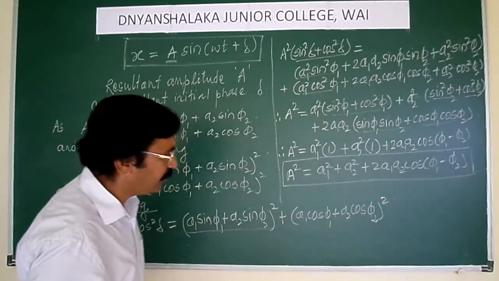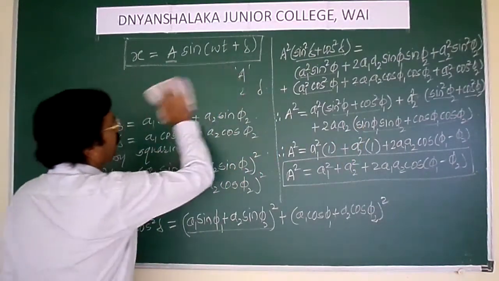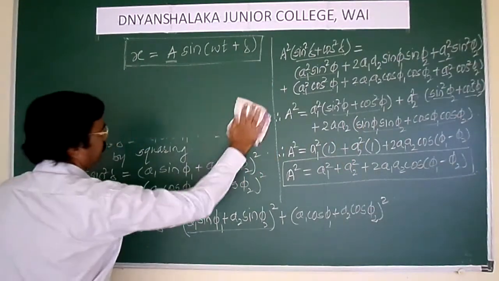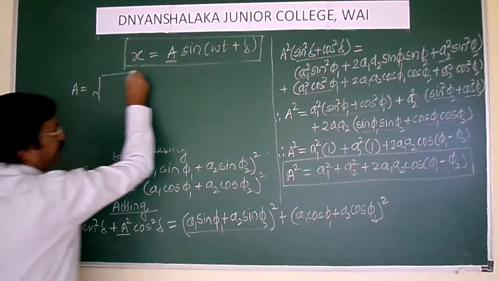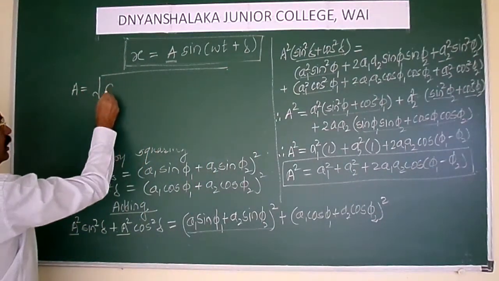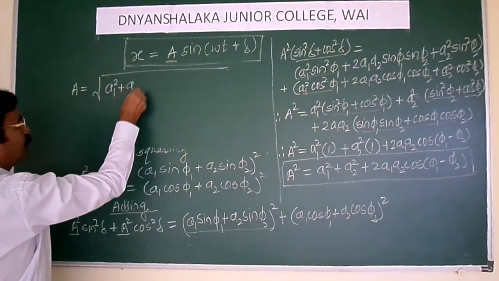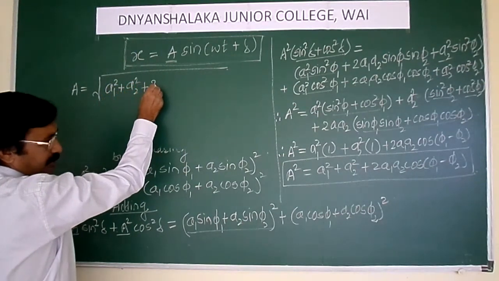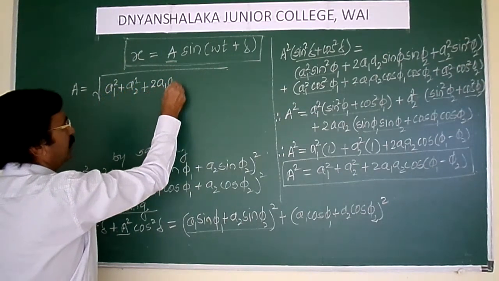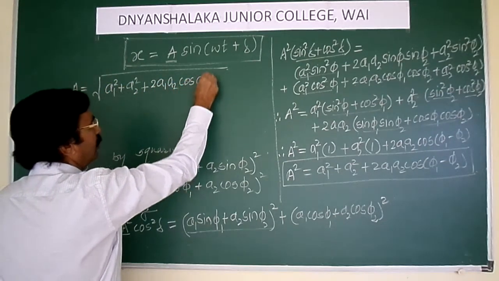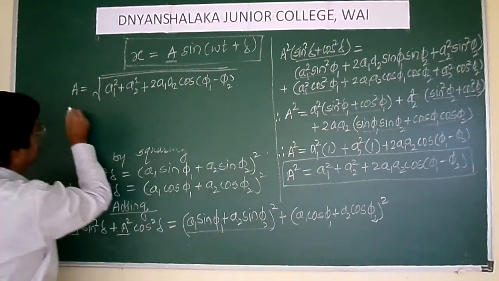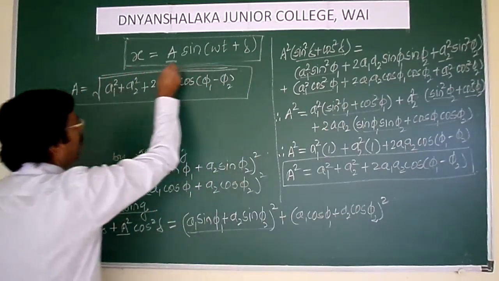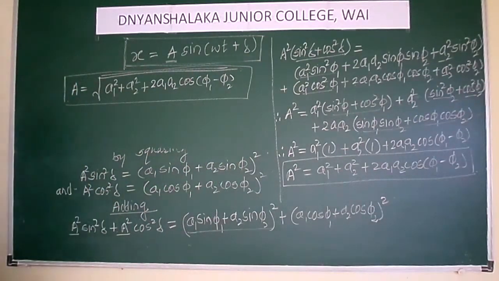So from this we get the resultant amplitude as A equal to under root A1 square plus A2 square plus twice A1 A2 cos of phi 1 minus phi 2. This is the expression for resultant amplitude in composition of two SHMs.